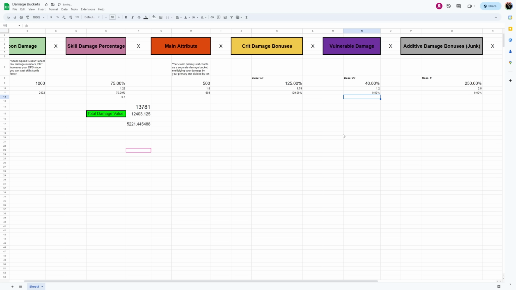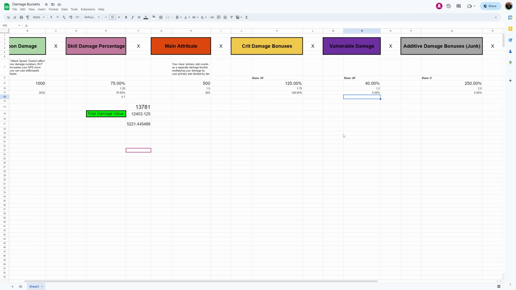Now I'm doing 5,200 damage. It's why vulnerable and crit bonus are so strong on their own individual buckets, like I've been saying so many times. It's why everyone keeps telling you on all of the publication websites or people's YouTube channels and stuff like that. It's because you can influence this total so much. So hopefully this gives you a better idea on how these damage buckets actually interact with you in the game.